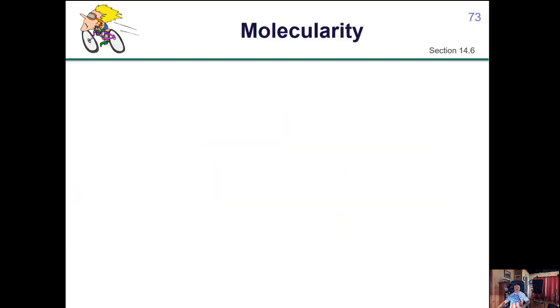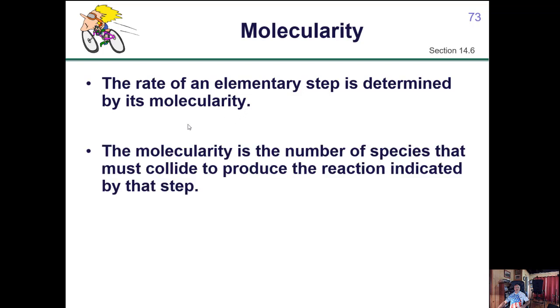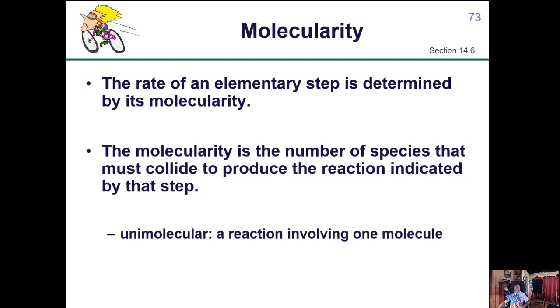So let's talk about molecularity. And the first thing we want to say before we define molecularity is that the rate of an elementary step is determined by its molecularity. Well, what do we mean by that? Well, the molecularity is simply the number of species that have to collide to produce the reaction indicated by that step. So is one molecule required, or 2 molecules required on the reactant side, 3 molecules, etc.